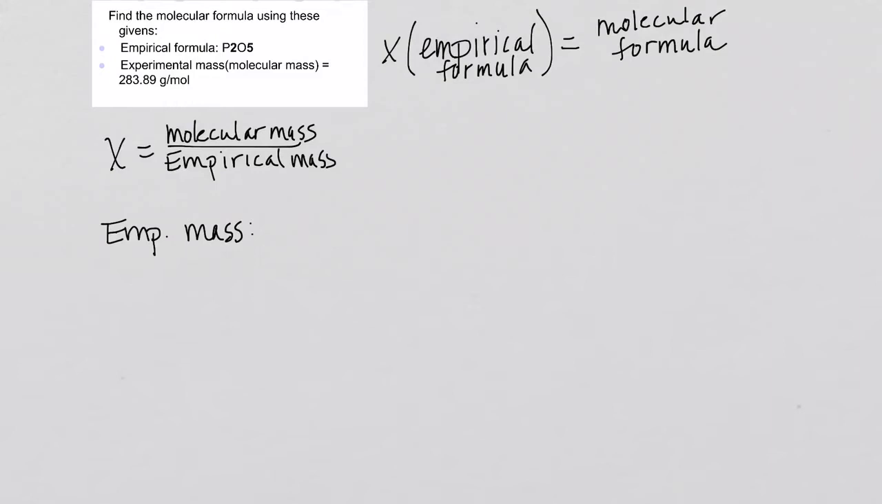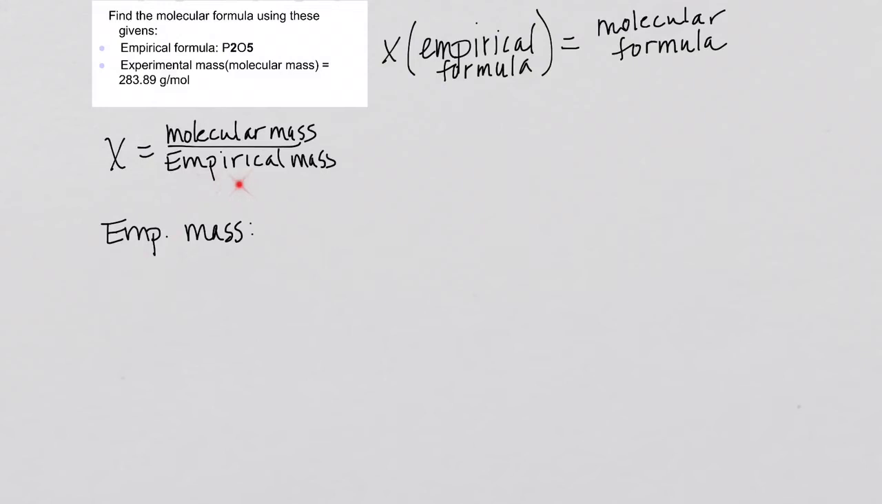And how you figure this out is you're going to start by solving for x, because x is going to be a multiplier. If x is 1, then the empirical formula equals the molecular formula. If it's 2, then the molecular formula is double, et cetera, et cetera. So we know the molecular mass is given to us right here.